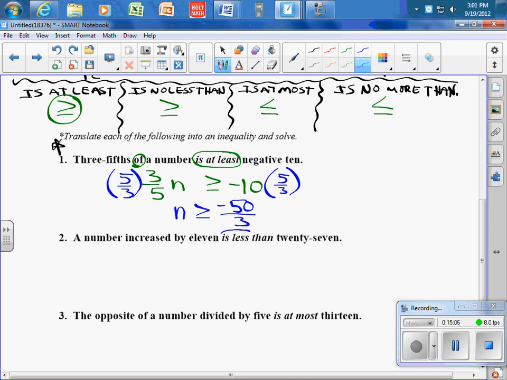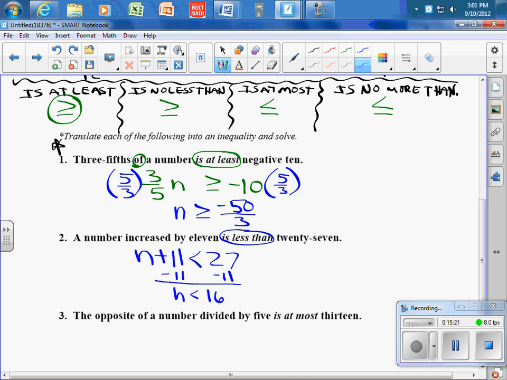Is less than is the less than sign. Something's less than 27. What is it? Well, it's a number increased by 11. N plus 11, subtracting 11 from both sides, n is less than 16.